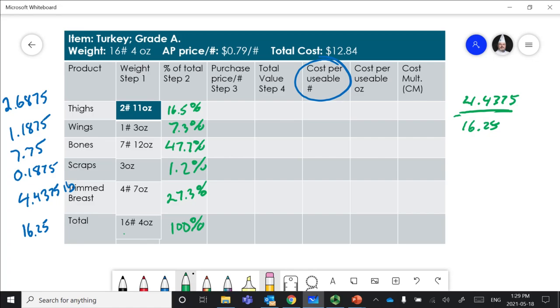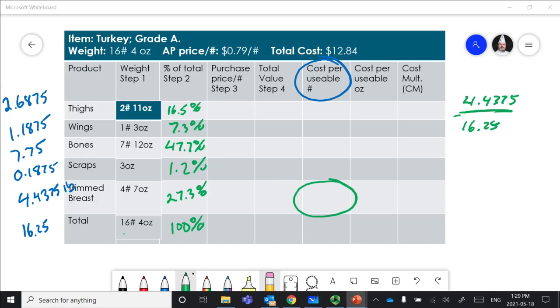Now, step three confuses people because we're only trying to figure out the value of our usable pound for our trimmed breast. We're not trying to figure out what the values of our thighs, our wings, our bones, our scraps are. Those are values that if we were to buy the thighs separately from our supplier, what would it cost us? You see, the way this works is we're buying the turkey for the breasts for our clubhouse. The thighs are just sort of a bonus on the side. So if we're going to use that for something, we're probably going to have to buy more thighs to put on our buffet or whatever, right?